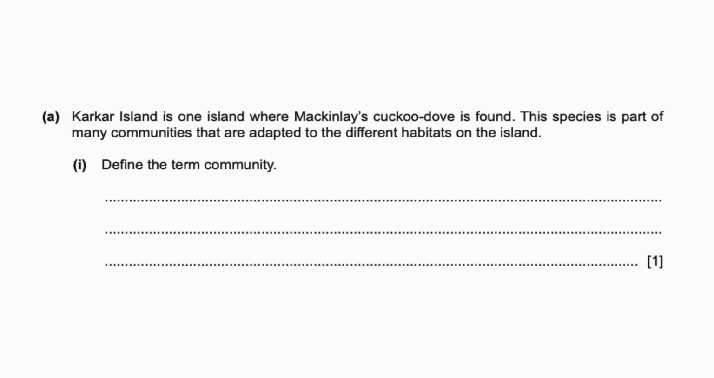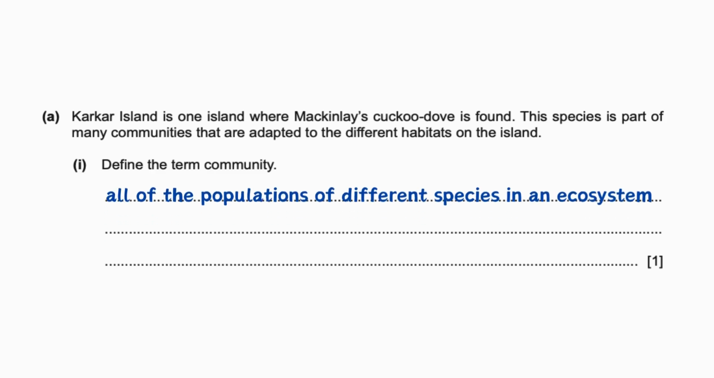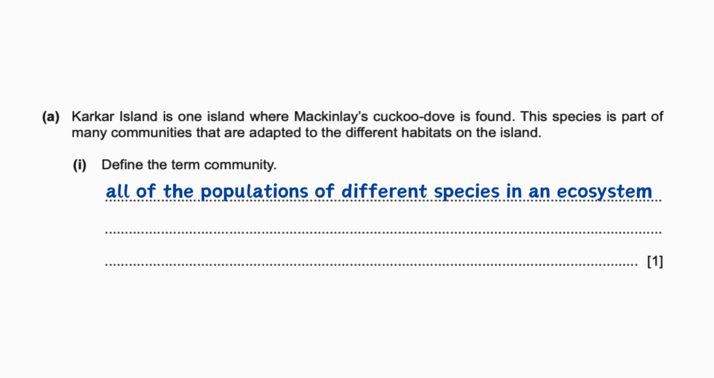Define the term community. The term community can be defined as all of the populations of different species in an ecosystem. This is an important definition, and I suggest you memorize it for your examination.